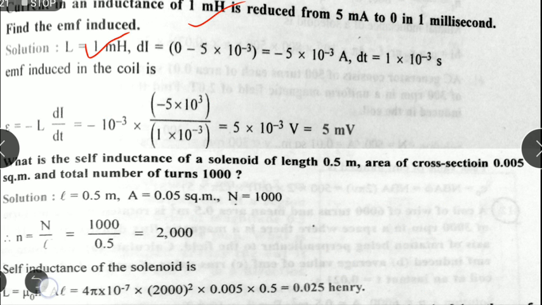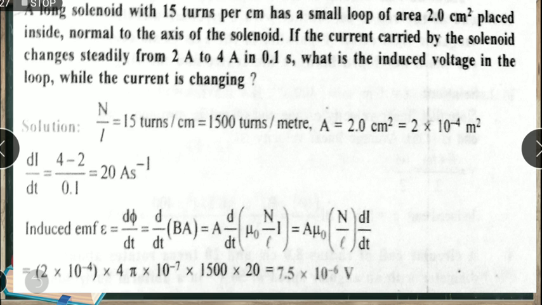That is the self inductance of a solenoid. Let's continue with the next concept. Before that, one more problem. A long solenoid with 15 turns per centimeter has a small loop of area 2.0 centimeter square placed inside, normal to the axis of the solenoid. If the current carried by the solenoid changes steadily from 2 ampere to 4 ampere in 0.1 second, what is the induced voltage in the loop while the current is changing?